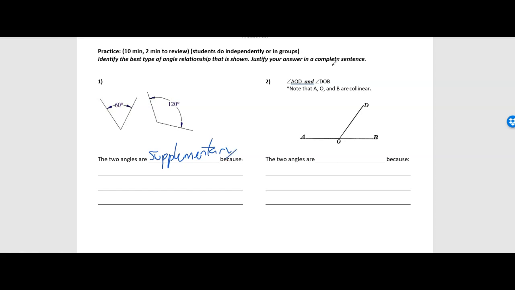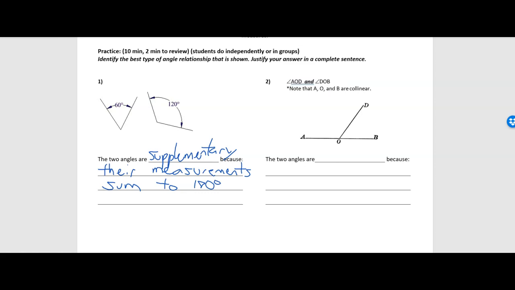Yeah, we are going to write the whole word out. And then because their measurements sum, or you can say add to 180 degrees.